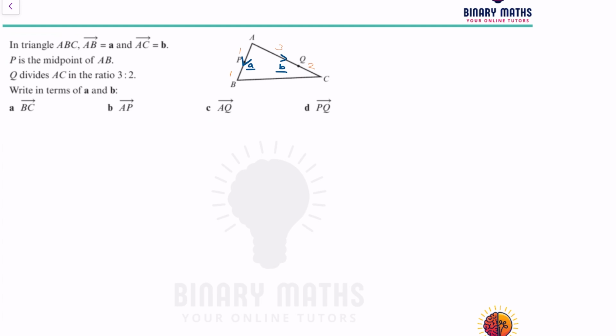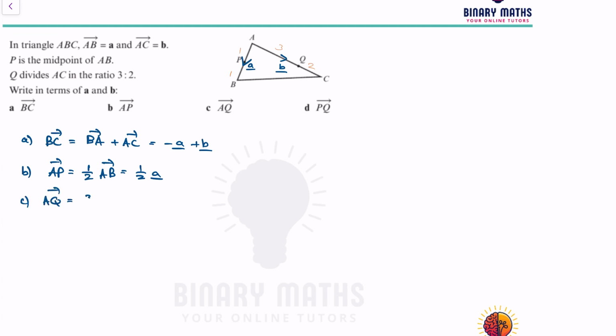Write in terms of A and B, B to C. So B to C is the same thing as going from B to A plus A to C. Now B to A is in the opposite direction of A to B, so it's going to be minus A. A to C is just B. So it's minus A plus B. A to P is half of A to B, which is half of A. A to Q is equal to 3/5, because it's 3 out of 5 altogether, 3/5 of A to C, which is equal to 3/5 of B.